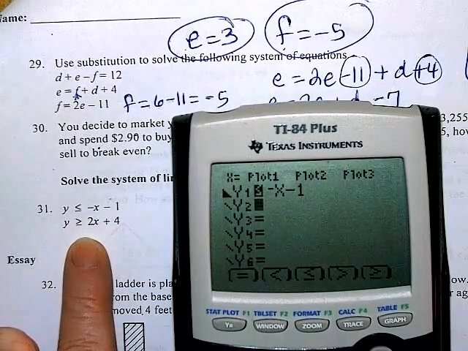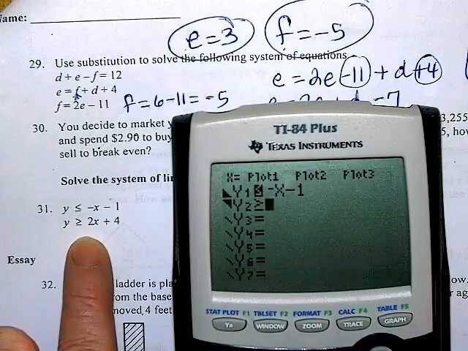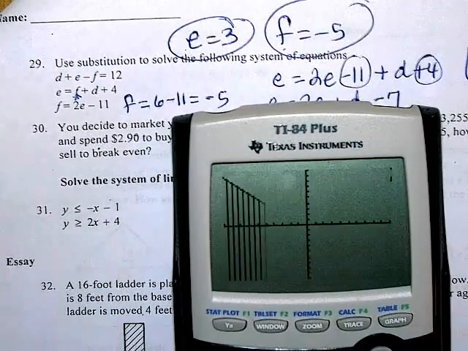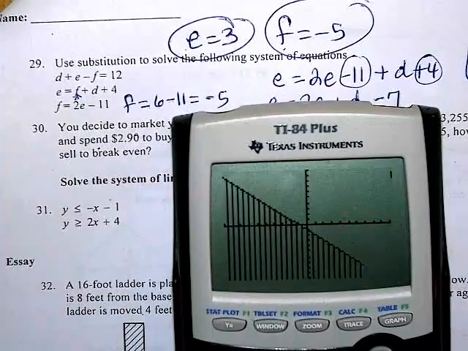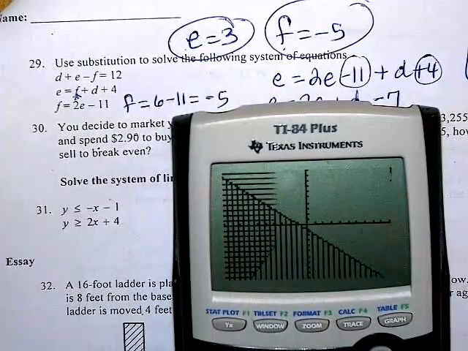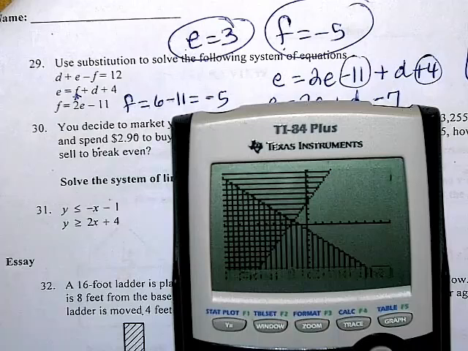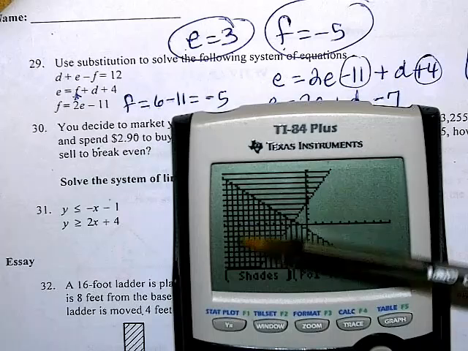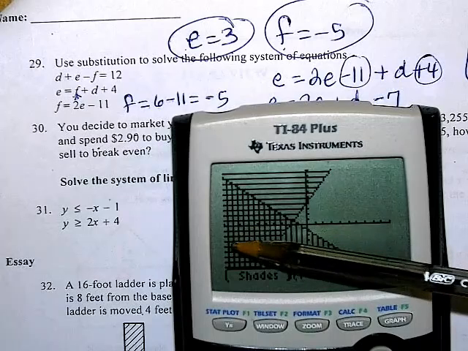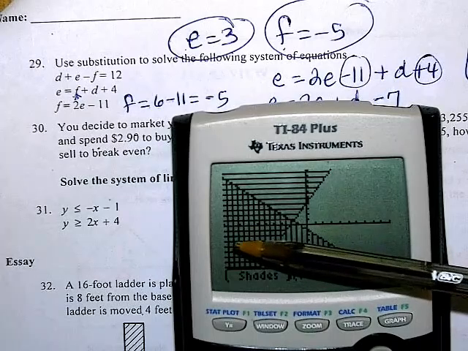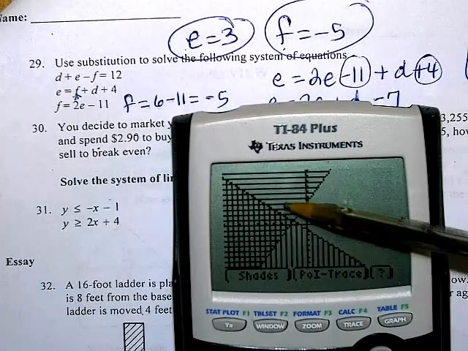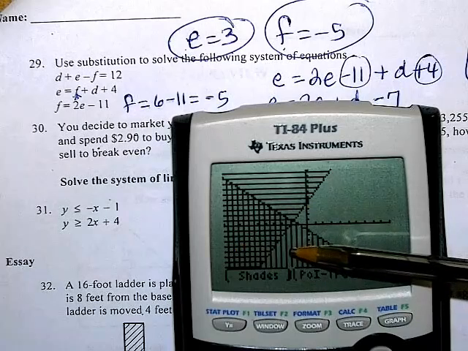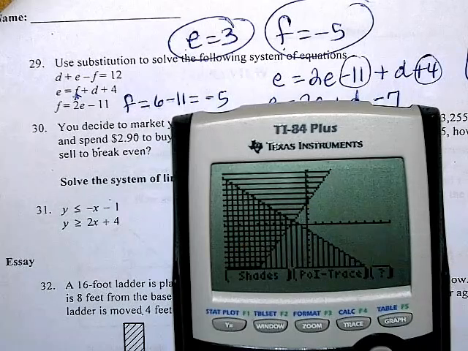The next one, 2x plus 4, and we graph it. It's going to graph and shade. It's going to give us solid lines because we have greater than or equal to, less than or equal to. The solution to the system is this area that's double shaded. So when you're choosing your answers on a multiple choice test, that part and that part are not part of the solution. It's the part that's double shaded.